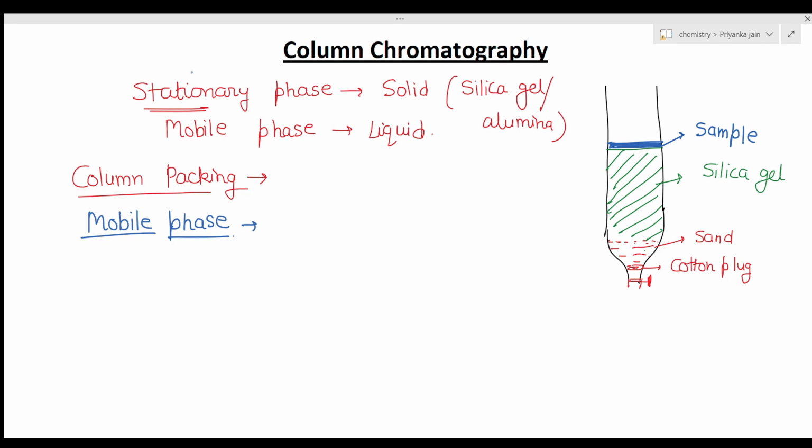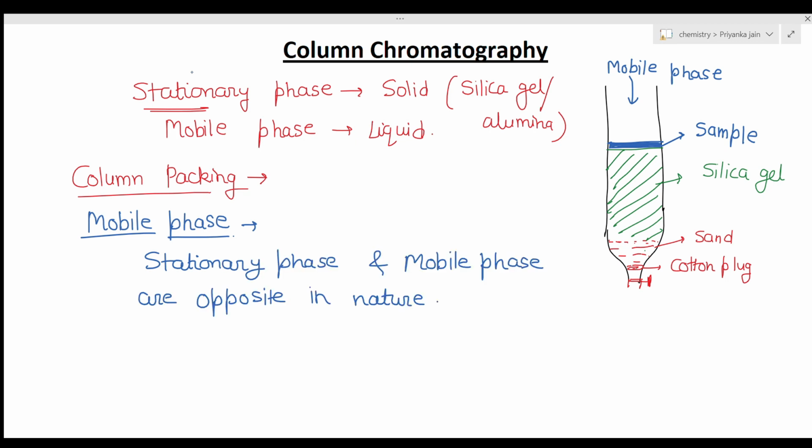The mobile phase is one of the important things. What is the mobile phase? I have already told you about this in my previous lecture. There are two phases: the stationary phase that will remain as it is, and the mobile phase that we pour from here. This may be any liquid, but one thing you should remember is that in column chromatography, the stationary phase and the mobile phase are opposite in nature. What is the meaning of it? It means if our stationary phase is polar, then our mobile phase will be non-polar. And if our mobile phase is polar, then our stationary phase will be non-polar.